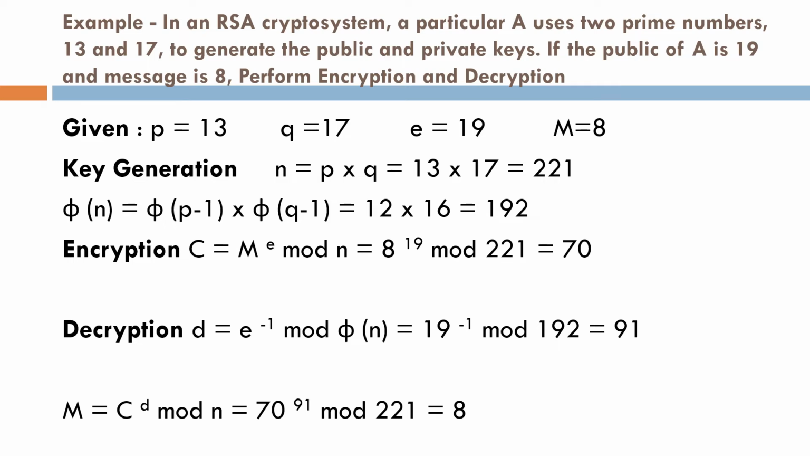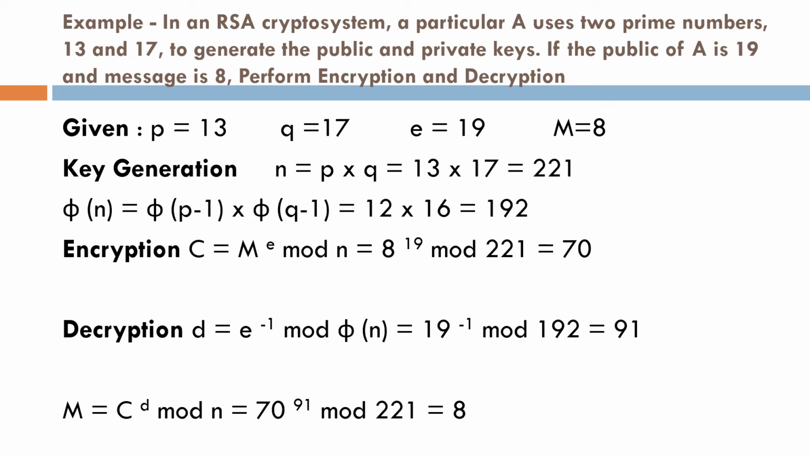So the first step is key generation. n is equal to P into Q, so we get the value as 221, and φ(n) is equal to (P minus 1) into (Q minus 1), as per the Euler totient function. So (13 minus 1) into (17 minus 1) is equal to 192. The second step is performing encryption. So C is equal to m power e mod n. Substitute the values here: m is equal to 8, e equal to 19 and n equal to 221, so that we get the ciphertext as 70.